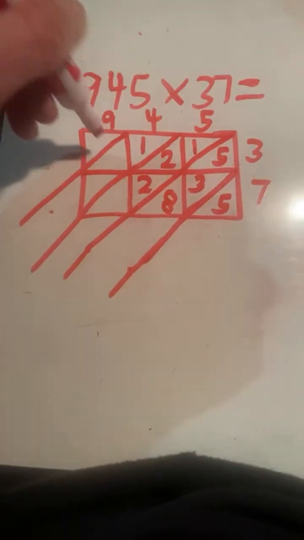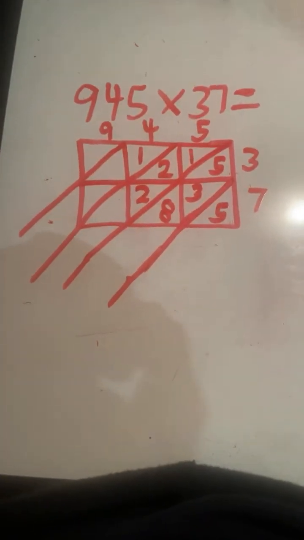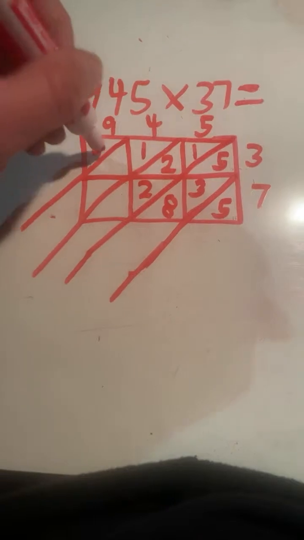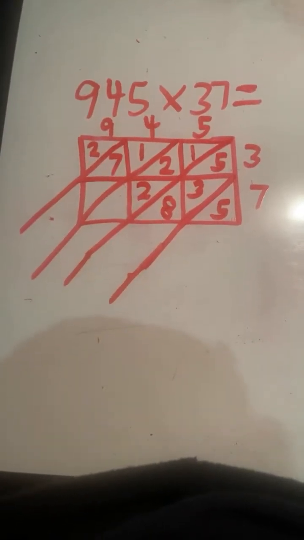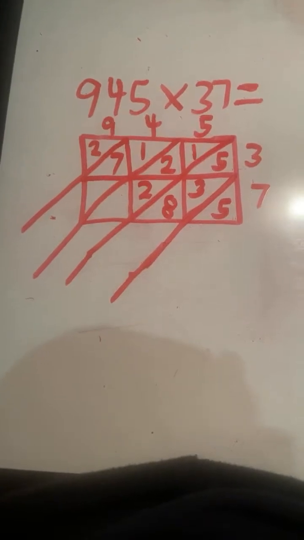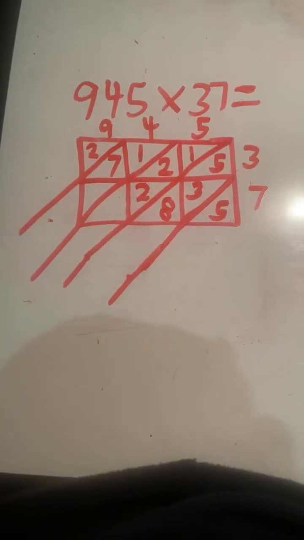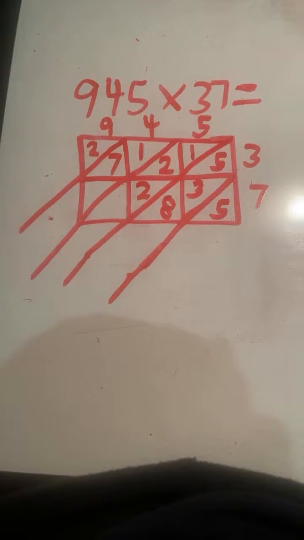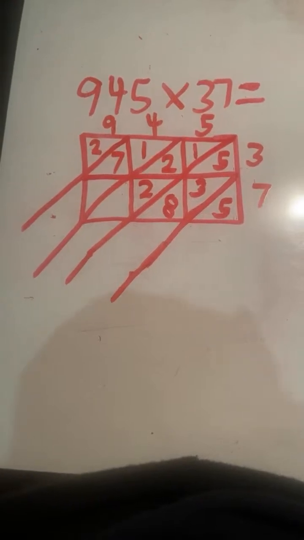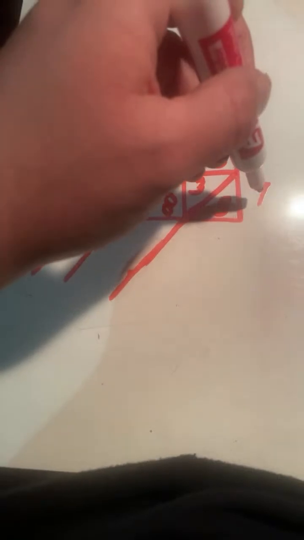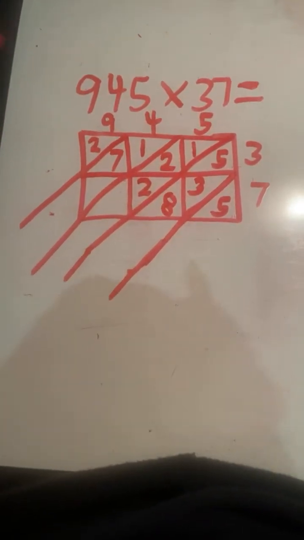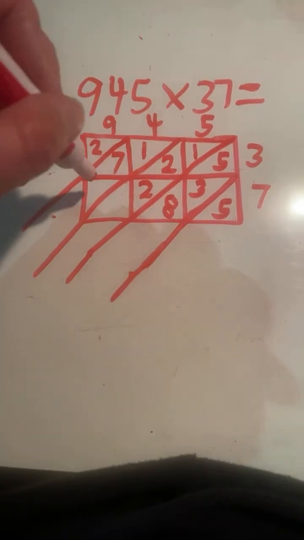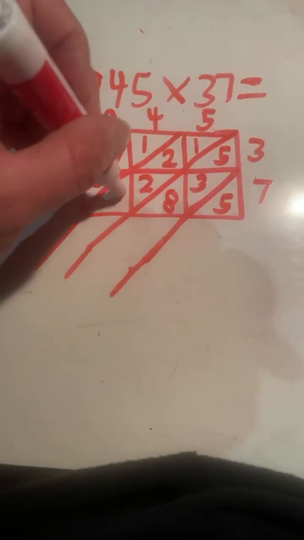Next we multiply 9 times 3, and our answer to 9 times 3 goes in this square. 9 times 3 equals 27. We put a 2 in the top triangle and a 7 in the bottom triangle. Next we multiply 9 times 7, and our answer goes in this square here. 9 times 7 equals 63. So we put a 6 in the top triangle, a 3 in the bottom triangle.